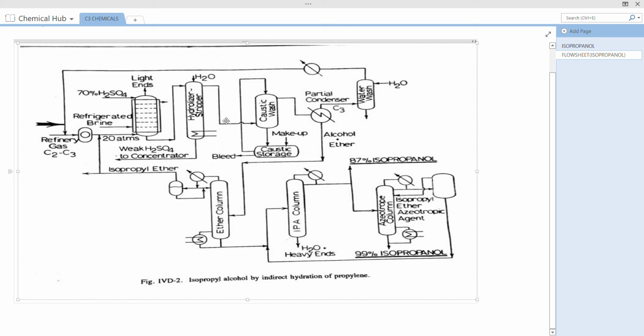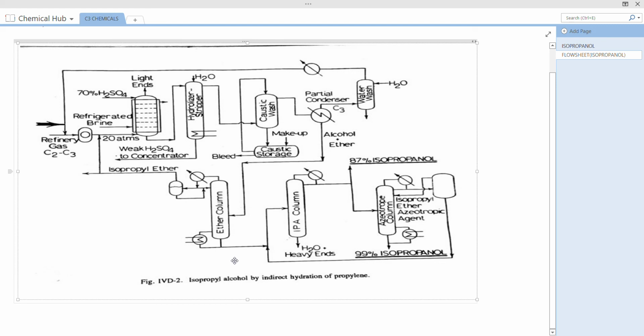And then the organic phase is sent for caustic wash, where acidic impurities are removed using NaOH. Then the mixture is sent to the partial condenser, where unreacted propylene is separated from alcohol and we get an alcohol and ether mixture from over here. This mixture is then sent to the ether column, where ether is removed and some amount of ether is sent to the C2-C3 gas mixture, while the rest is used for other industrial purposes.